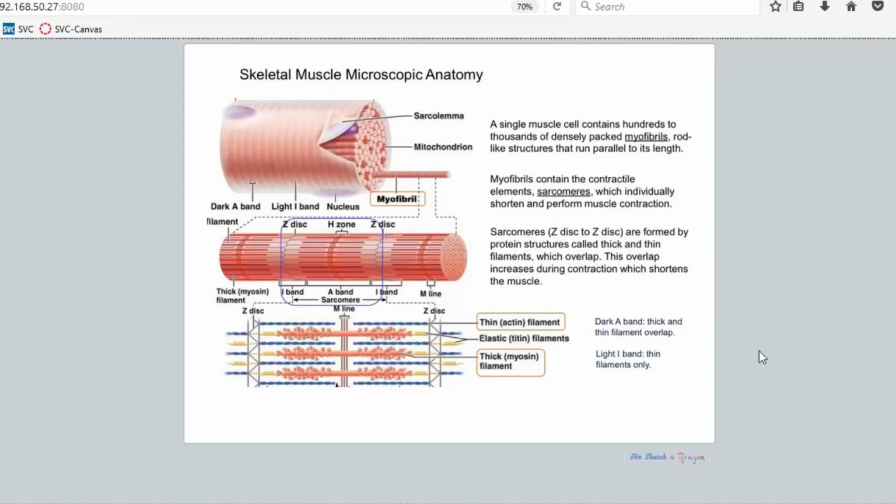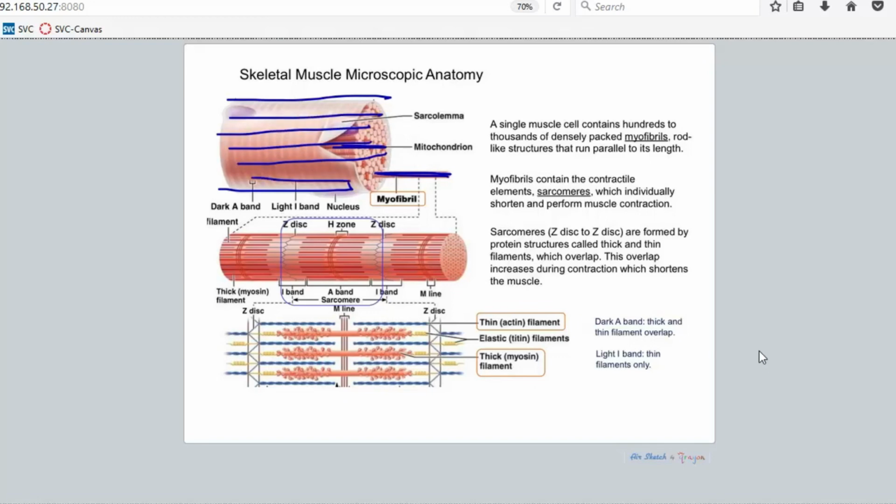Okay, so here's our muscle cell. And the muscle cell contains hundreds to thousands of these densely packed myofibrils, and these are running parallel to the length of the muscle cell.